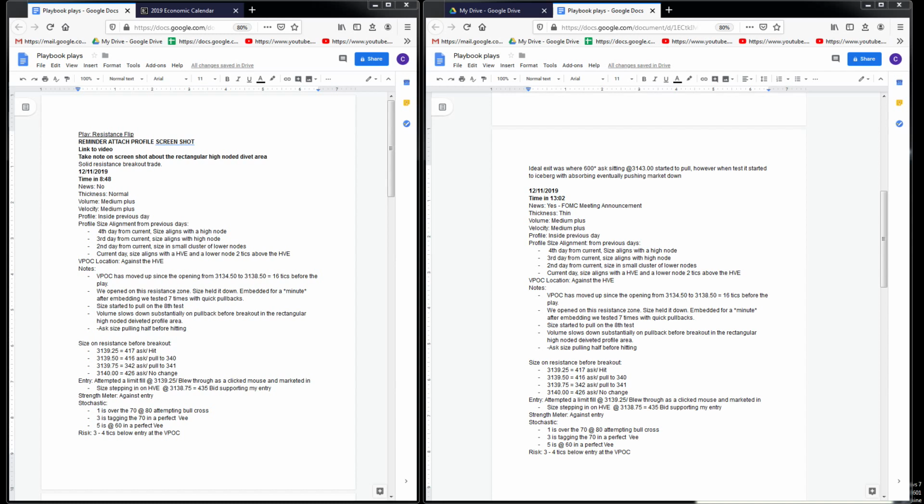So if we look at 137 even, this is where the trade takes place. So fourth day from current, it is on a high node. Yep. Third day from current, size aligns with a high node. Not really. It's on an HVE. Size aligns with, we'll put HVE.